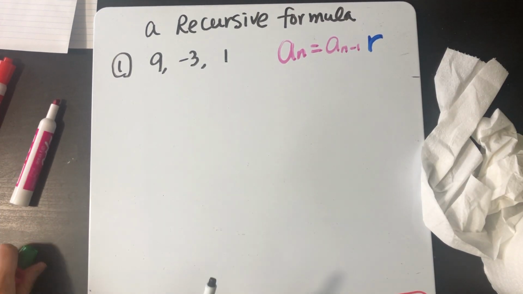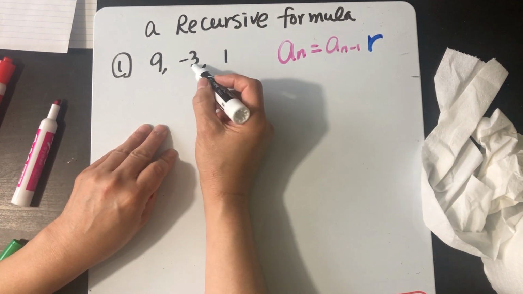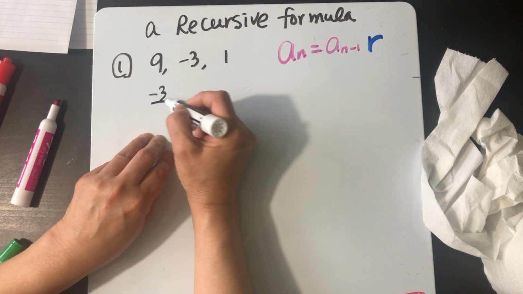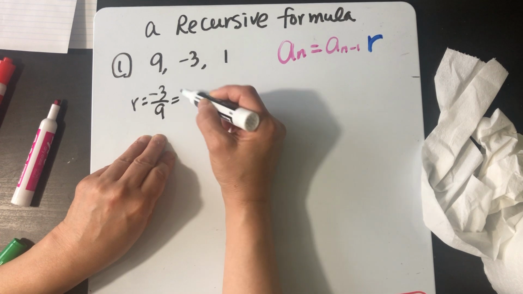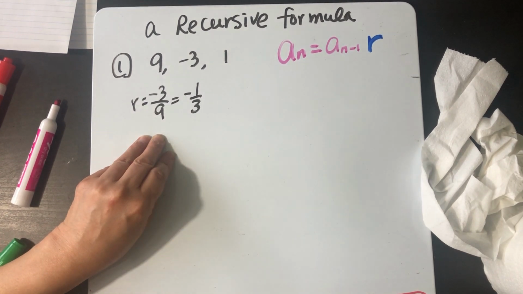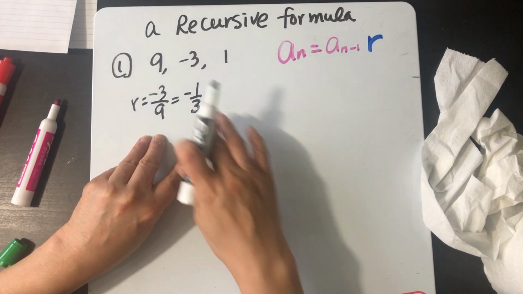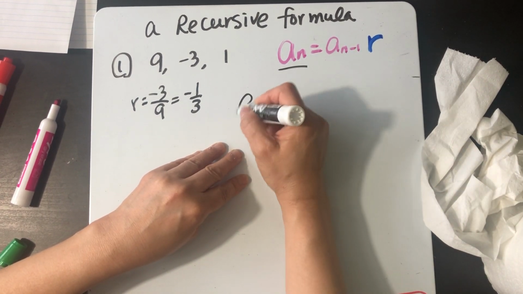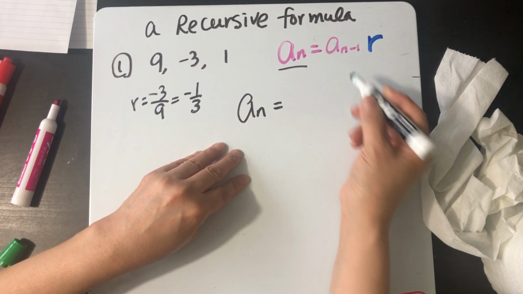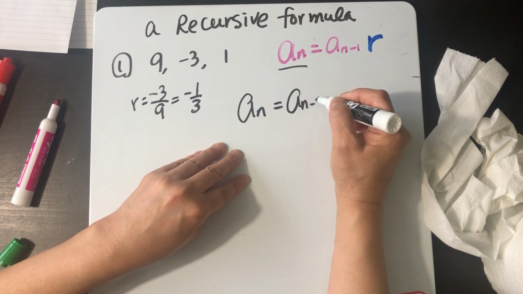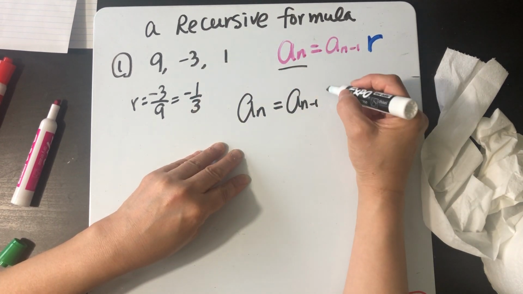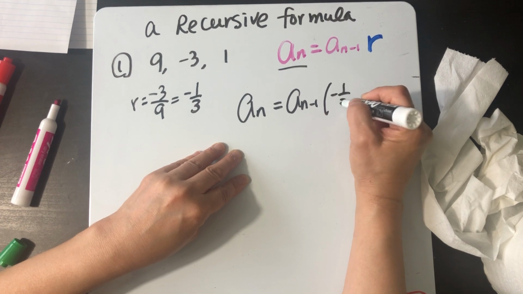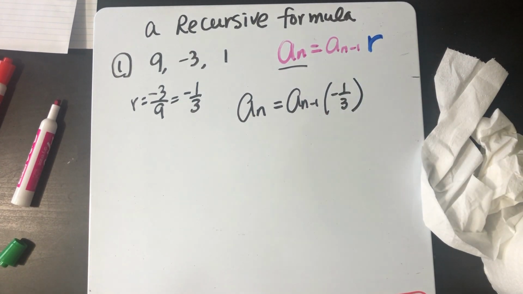Okay, let us find the r first. It's -3/9. r is -1/3. That is a ratio, right? So how do we find the nth term? What is a sub n? It is a sub n-1 times r, which is -1/3. So that will be the answer. I'm pretty sure that is the answer.